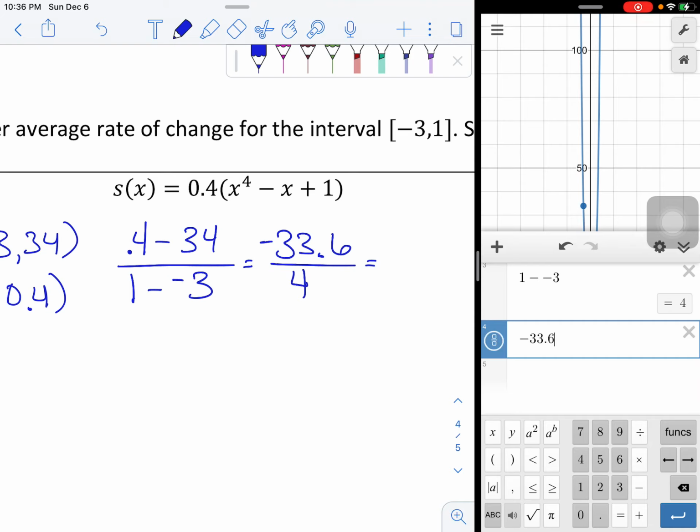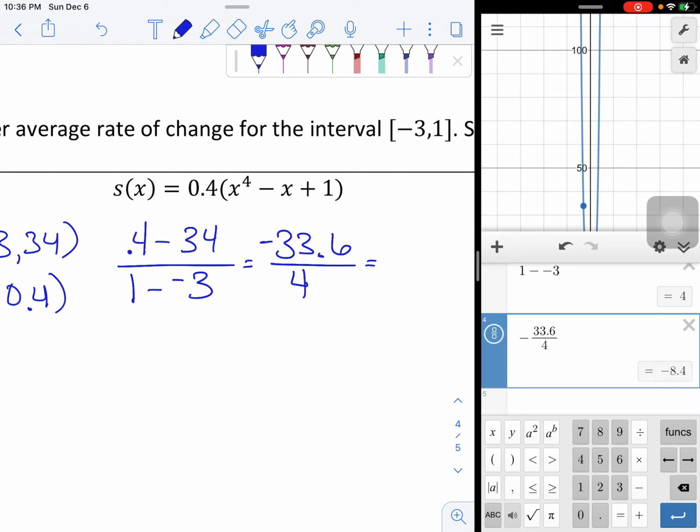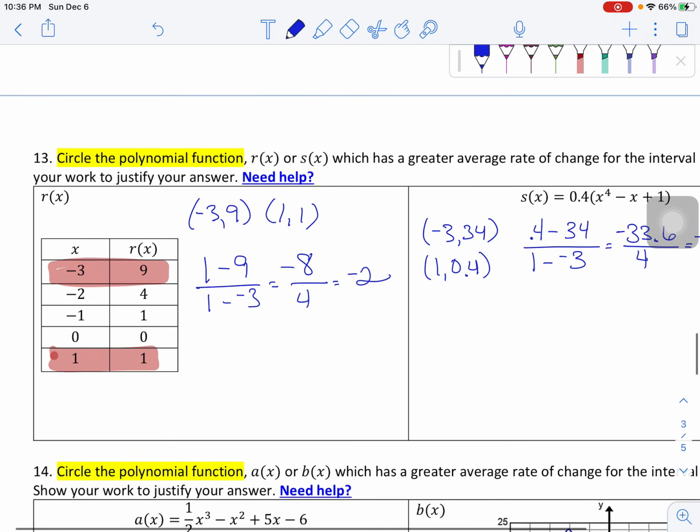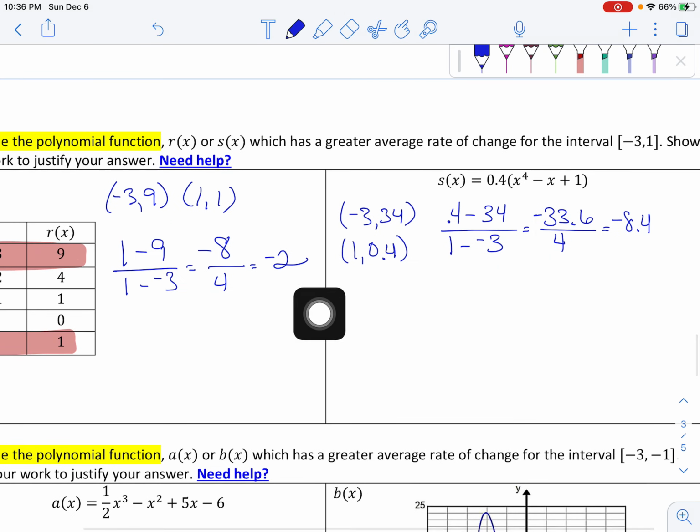I'm going to use Desmos to do my division here. So 33.6, and I'm going to divide by 4. I get -8.4. Okay, so Desmos has done its job. I'm going to go ahead and close this out. I'm going to pinch in here. All right, so this function over here, r of x, had a rate of change of -2.